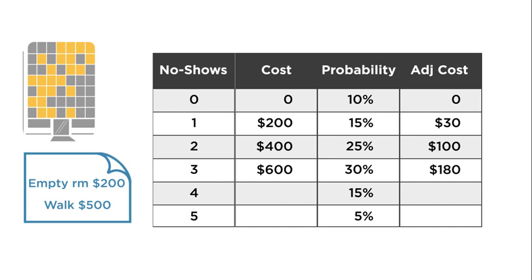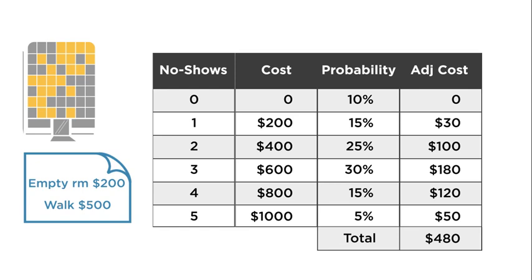And so we start going on like this, but basically we could calculate this out. 10% of the time we're perfect. 15% of the time it costs us $200. 25% of the time it costs us $400. Then 30% it costs us $600. And so on, but when we add these up, it costs us $480. So not overbooking at all definitely costs us. There is an opportunity cost.